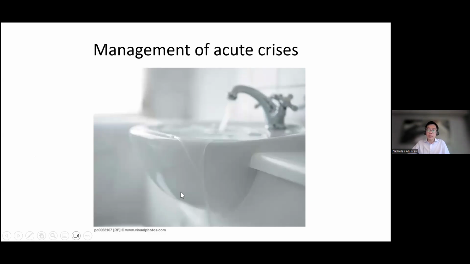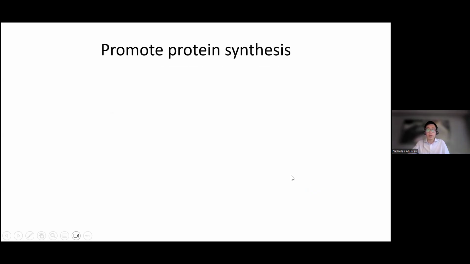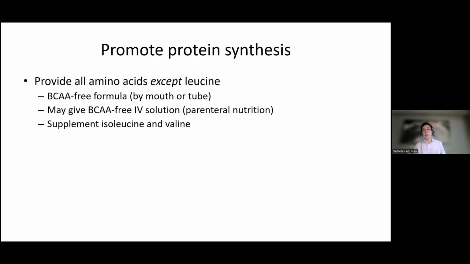In terms of management of acute crises of MSUD, these same principles, if you will, I think still apply in terms of what to do, and this analogy of the overflowing sink. The only thing is there's not really any alternative medications to give. So really what we're trying to do is, these amino acids really only have two fates. Either they go on to make protein or they're degraded. And so the options here are basically how do we promote protein synthesis in patients in acute crisis? And this is done by providing all the amino acids except leucine. And so this may include a branched chain amino acid free formula by mouth or by tube. If you have access to parenteral nutrition, so branched chain amino acid free TPN or IV solution, that'd be great.